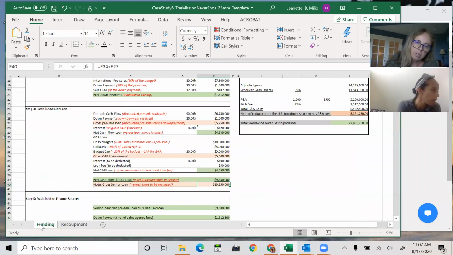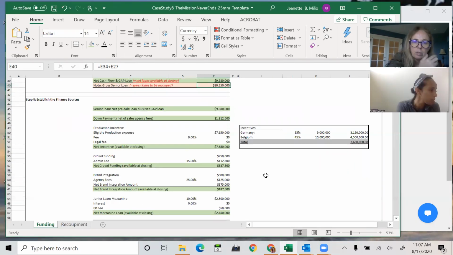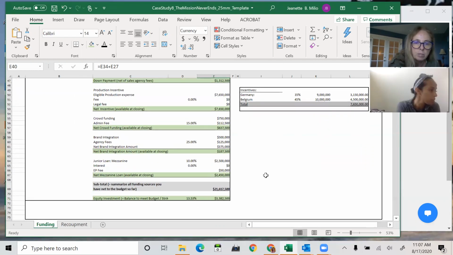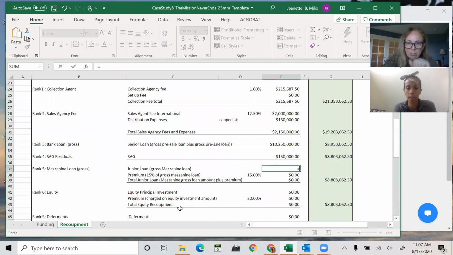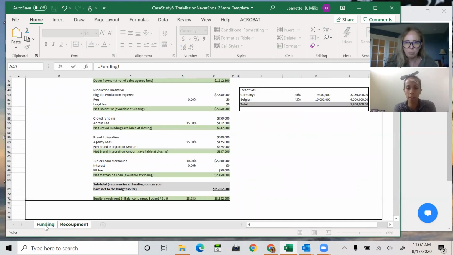Zero this out. So tell me again what the mezzanine loan amount was. When we go back to funding our mezzanine loan, let me just look up here what it was. Here, this is the number. The mezzanine loan was 10% of our budget, right? 2.5 million, $2,500,000. So I'm going to just put that number in there. That's all I'm clicking. That's the loan amount.